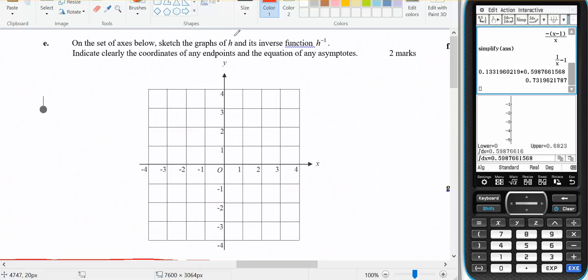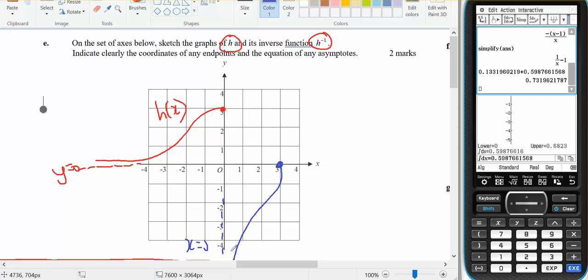So let's graph h and its inverse. Okay, so we're going to be at 3, and we're going to look something like this, with an asymptote at y equals 0. That's going to be h of x. If I now consider its inverse, it's going to start here. It's going to have an asymptote at x equals 0. It's going to look like this. So there's the graphs of h and its inverse.